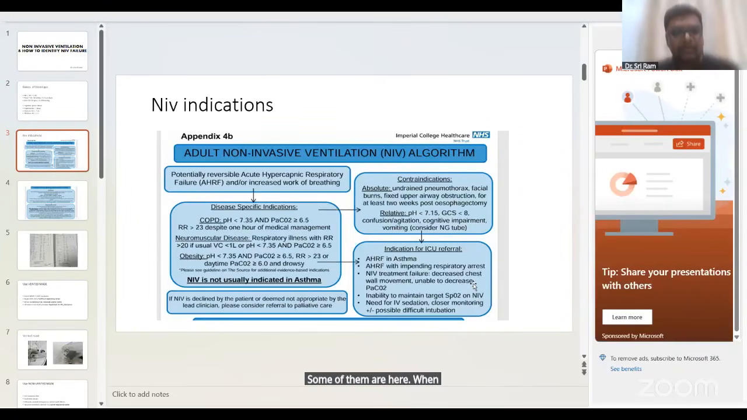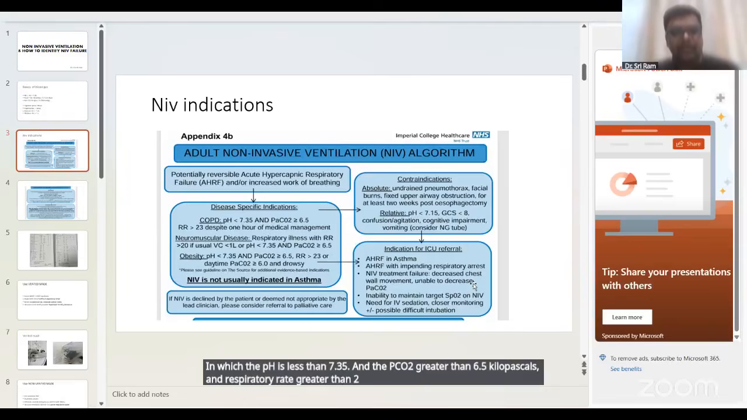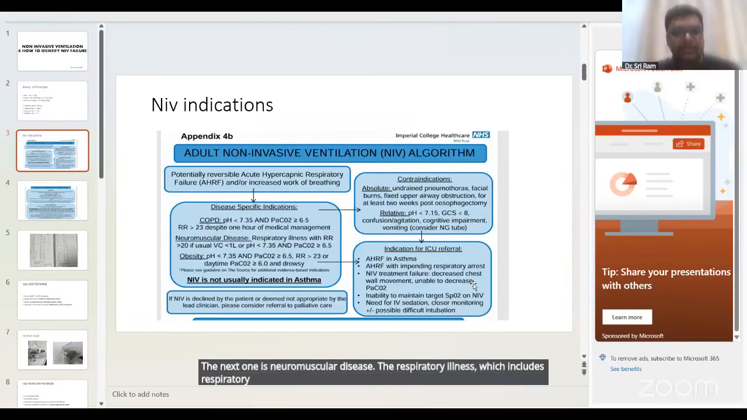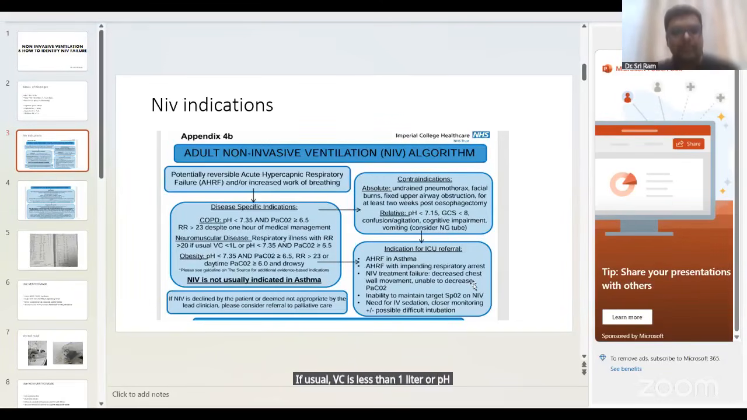We can use NIV in COPD patients in which the pH is less than 7.35 and the PCO2 greater than 6.5 kilopascals and respiratory rate greater than 23 despite 1 hour of medical management. The next one is neuromuscular disease, with respiratory rate greater than 20 if usual VC is less than 1 liter, or pH less than 7.35 and PCO2 greater than 6.5 kilopascals.